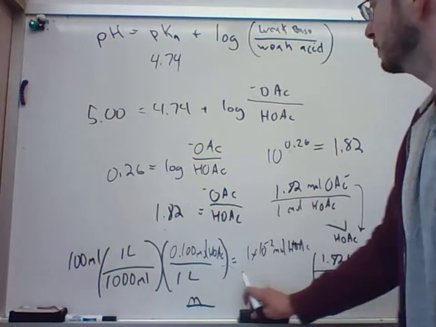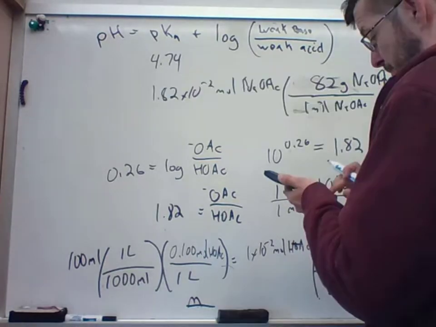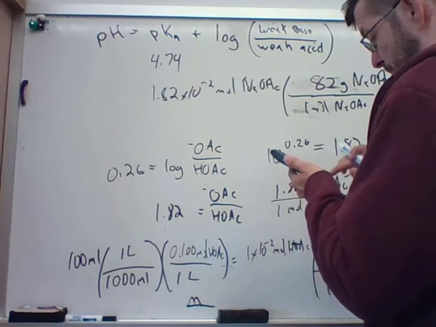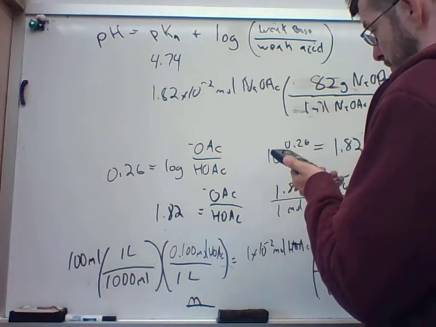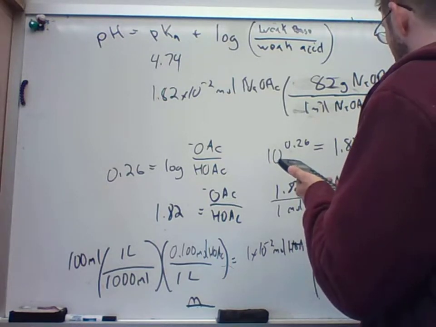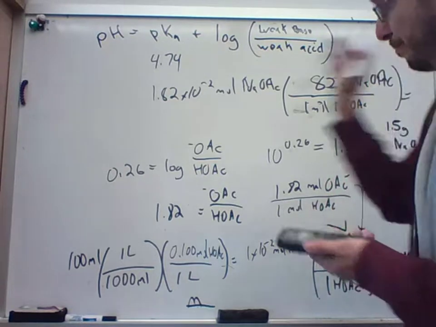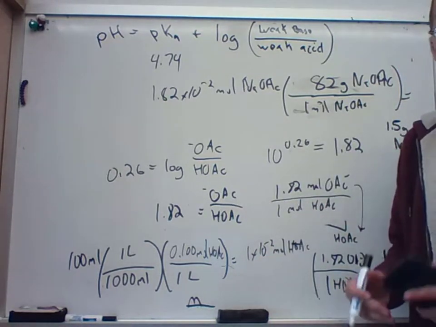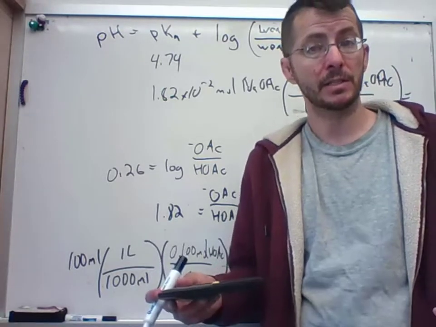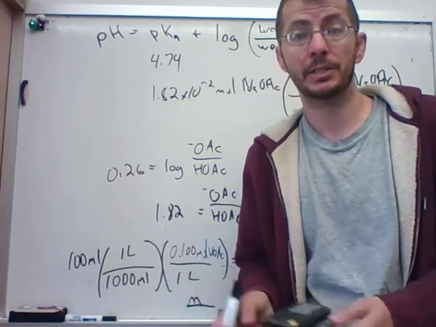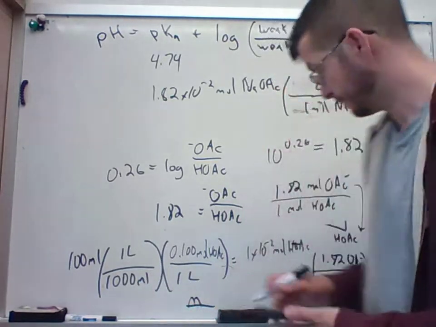And once we have that, 1.5 grams of NaOAc dropped into this 100 mL solution of acetic acid should give us the correct pH. Now we can check.